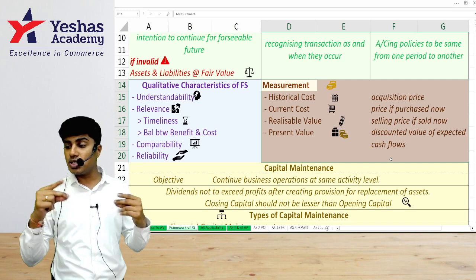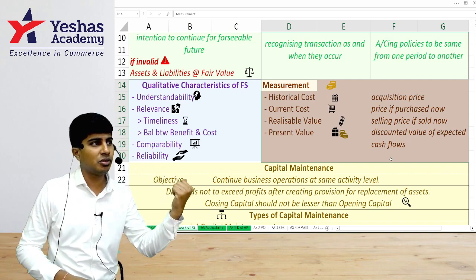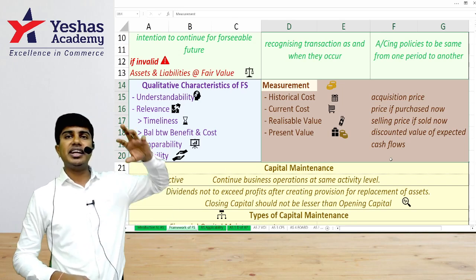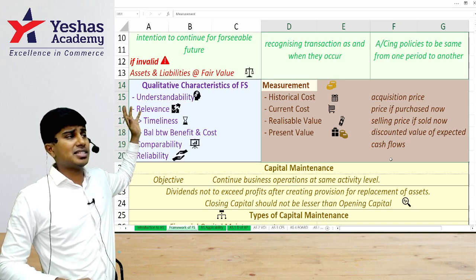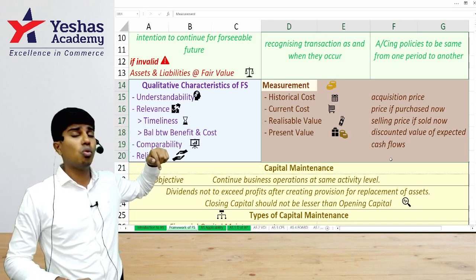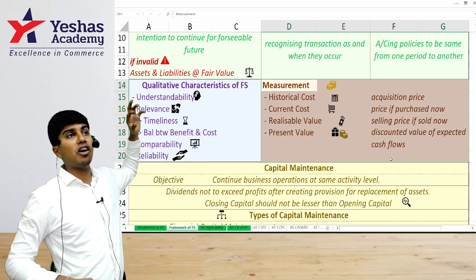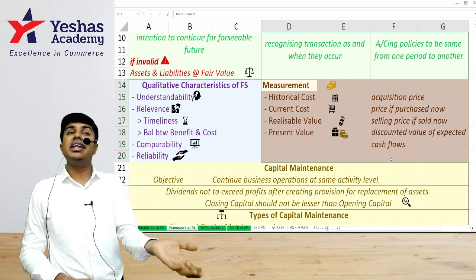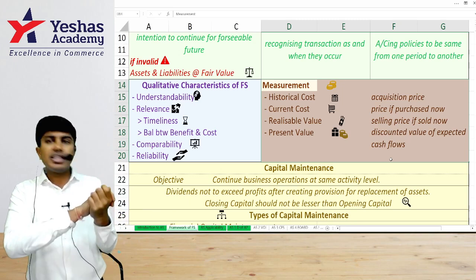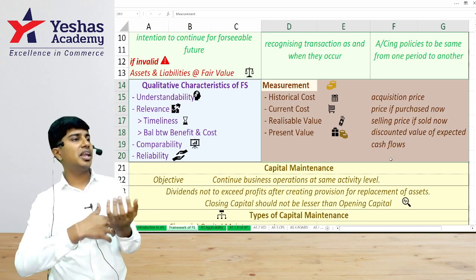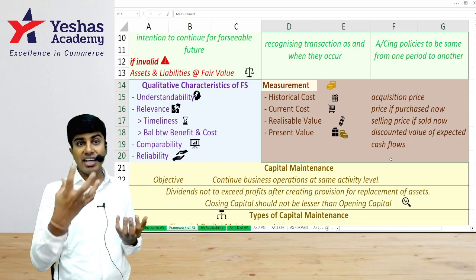Today, if I decide to sell that asset, how much money will I get? That is my realizable value. I'll repeat. The money that I paid to buy the asset 5 years ago is historical cost. Same asset, same model, if I have to buy today, what I should pay is current cost. If I sell the asset that I bought 5 years ago today, the money that I receive is realizable value. Using this asset in the next 3 years, in the next 4 years, what cash will I generate? That becomes my cash inflows.